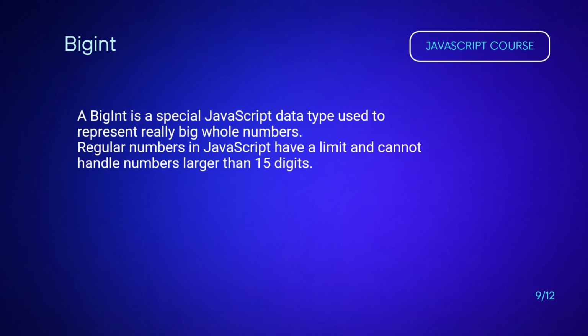BigInt. BigInt is a special data type used for very large whole numbers. Normal JavaScript numbers have a limit which is 15. When numbers become extremely large, JavaScript may lose accuracy. BigInt solves this problem by allowing JavaScript to safely handle extremely large integers.